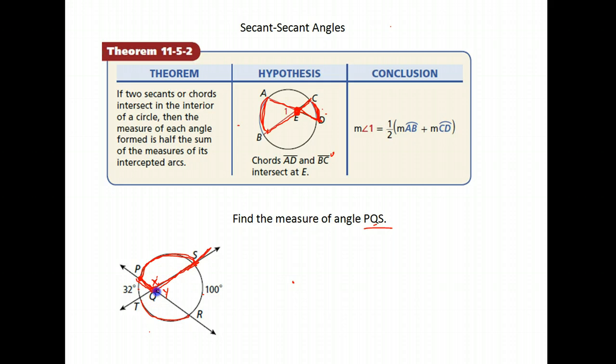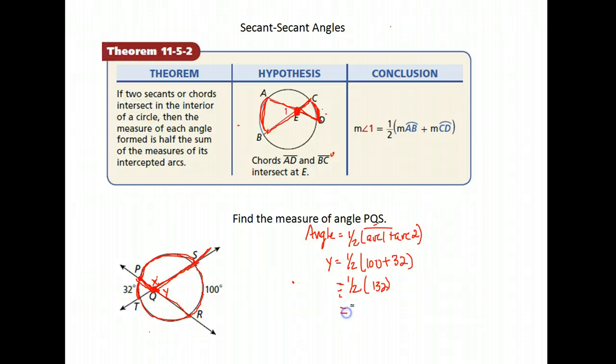So this angle, Y, its vertex is inside the circle also. It creates the arc of 100 degrees here, and then back behind it 32 degrees. So it also applies that the angle should be half of the two arcs added together. I'm going to call them arc 1 and arc 2. Our angle Y is going to be half of 100 plus 32. We add those together, 132 divided by 2, and we get 66. So angle Y is a 66-degree angle.